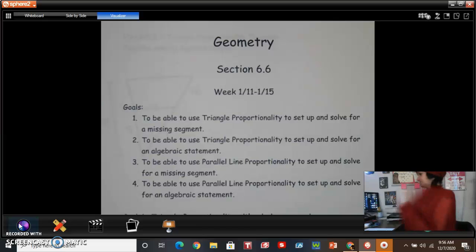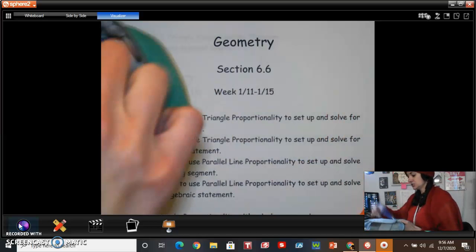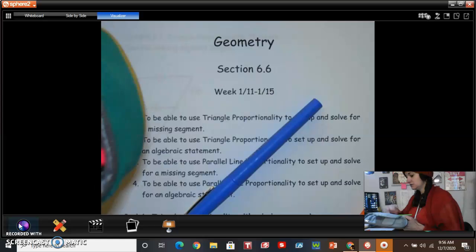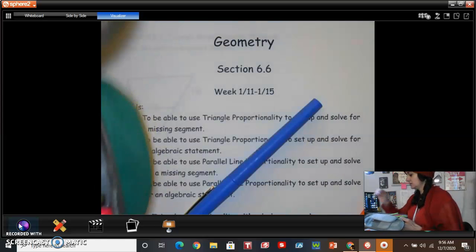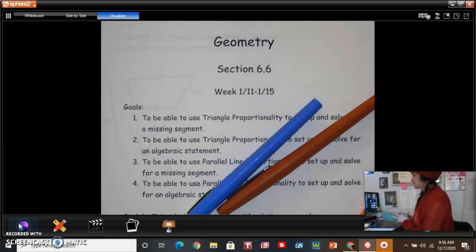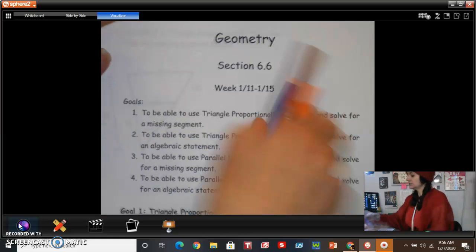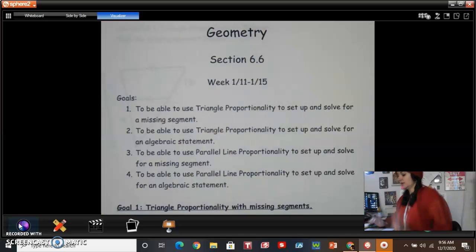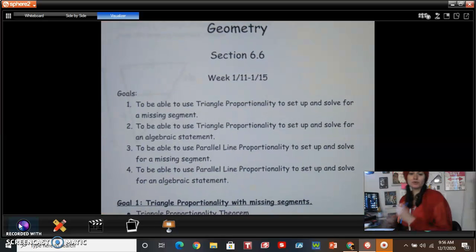Okay, so here we go. I need some extra colors to teach today. Let's see, let's go with orange, blue, and I like that tan brown color. It's nice.